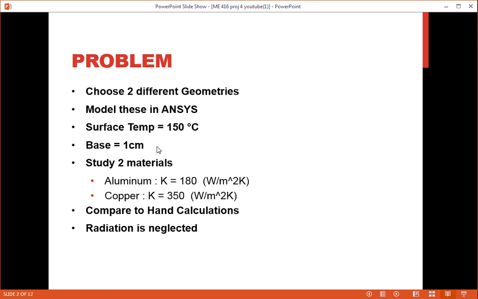The problem statement is listed below, with the key points that our surface temperature at the start was 150 degrees Celsius and our base should have been 1 centimeter. We were supposed to study two different materials and two different geometries. The K values for the two materials are listed below.